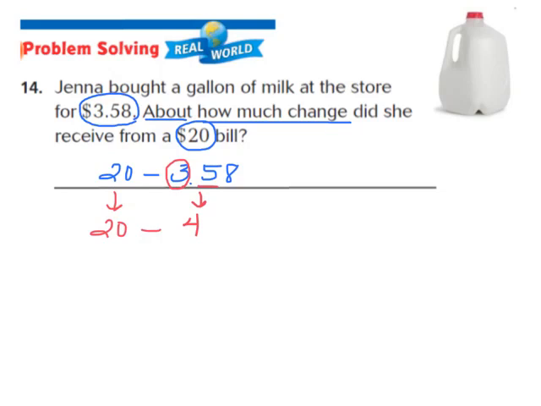Now my next step is to subtract. So 20 take away the 4 is going to leave me with 16. So what I know is this, that $20 minus my $3.58 leaves me with about $16 in change, and that's going to be my estimated answer.